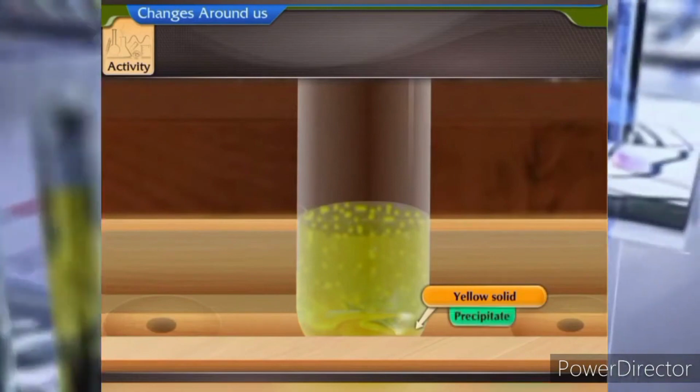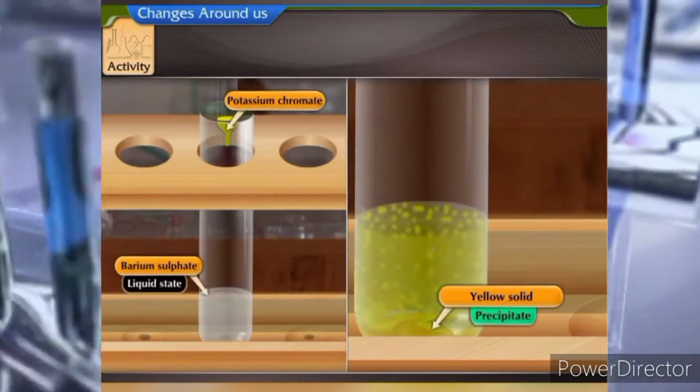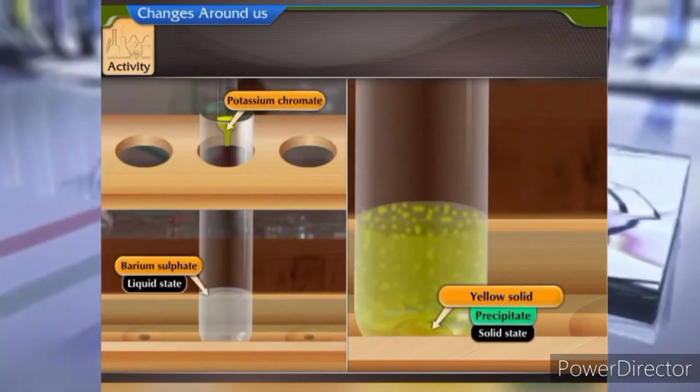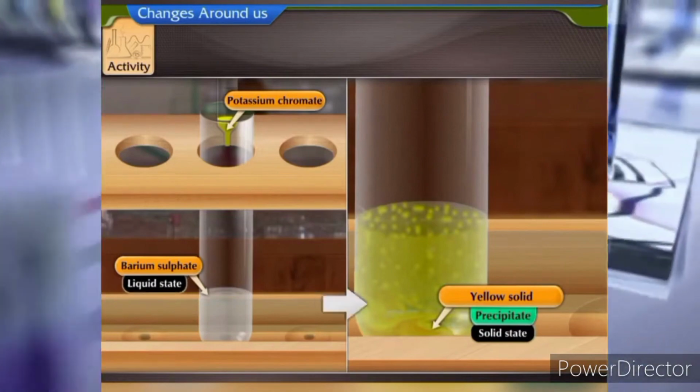There is a change in the state. The original solution was in the liquid state. Now, a solid has separated out from the solution. There is a change in state from liquid to solid.